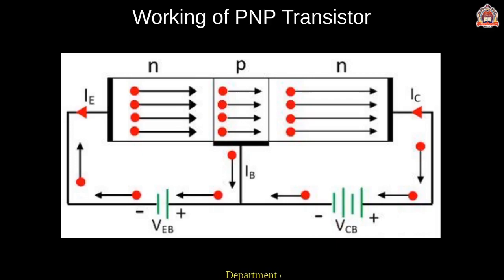The base of the transistor is thin and very lightly doped. Hence only a few holes combine with the electrons and the remaining move toward the collector space charge layer, hence developing the base current.